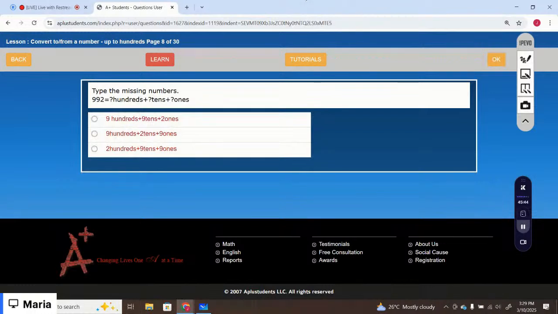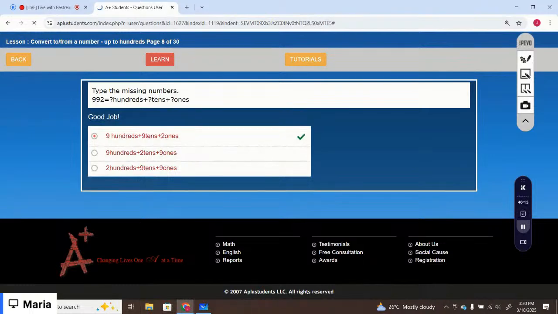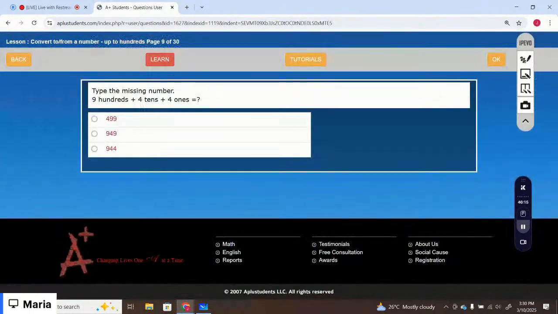992, which is the correct option. That is 900, 9 tens, and 2 ones. Option number one is the correct option. Okay, you can complete the lesson by yourself a little bit. Let's just move on to the next lesson.